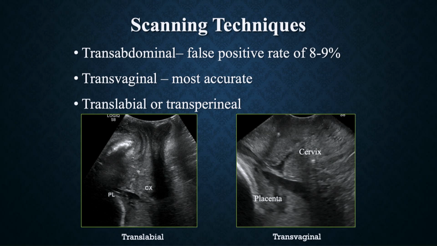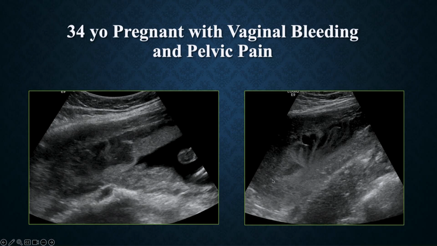There are a number of different ways to do that. You could do a transvaginal approach. Many centers do a translabial approach if they can't see well transvaginally. On the translabial approach, you can appreciate the cervical canal, and you can appreciate that there's this little lip of placenta that is covering the internal os. Transabdominal is not the best because it has a higher false positive rate than the other techniques. Here on the transvaginal view, you clearly can see the cervical canal, and you can see that the placenta, again, is covering the cervical os.